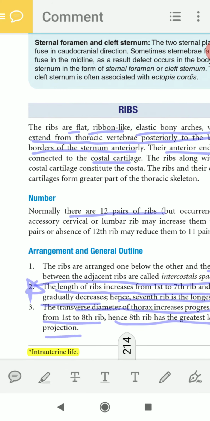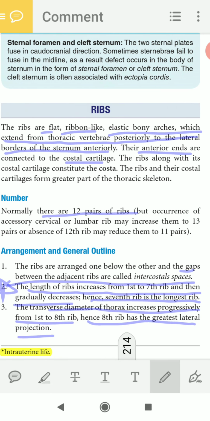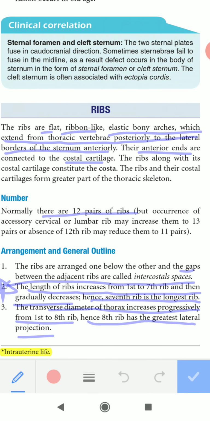It is a flat, ribbon-like, elastic, bony arches which is extending from the thoracic vertebra posteriorly and to the lateral border of the sternum anteriorly. So the ribs are the bony arches which is attached anteriorly with the sternum and posteriorly with the thoracic vertebra. Okay. And the anterior end is connected to the costal cartilage, and actually this costal cartilage is attached to the sternum.